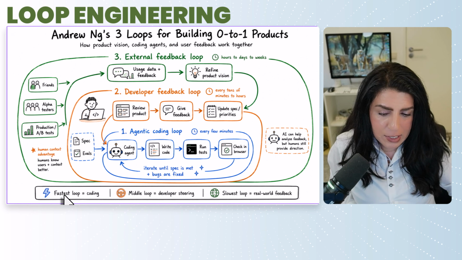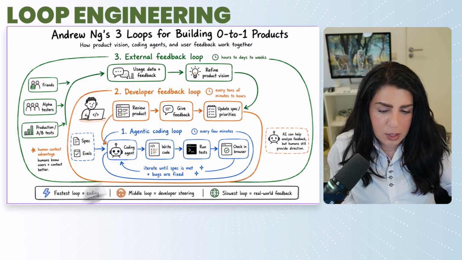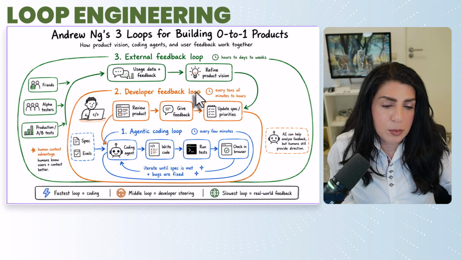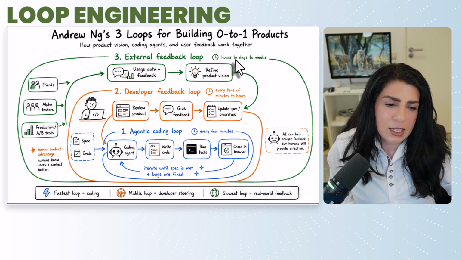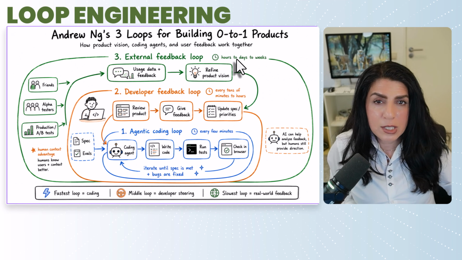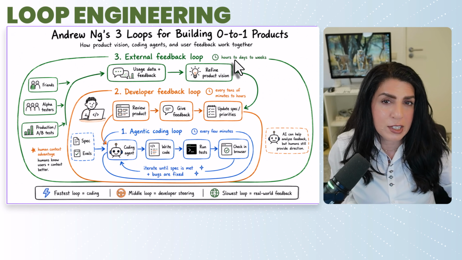So the first one is faster looping. The second one is middle looping. And the last one is the slowest one. The fastest one, you run every few minutes. The second one, you run every 10 minutes to hours. And the last one is basically hours to days to weeks, because you don't have that much feedback all the time. You just want to get the patterns.